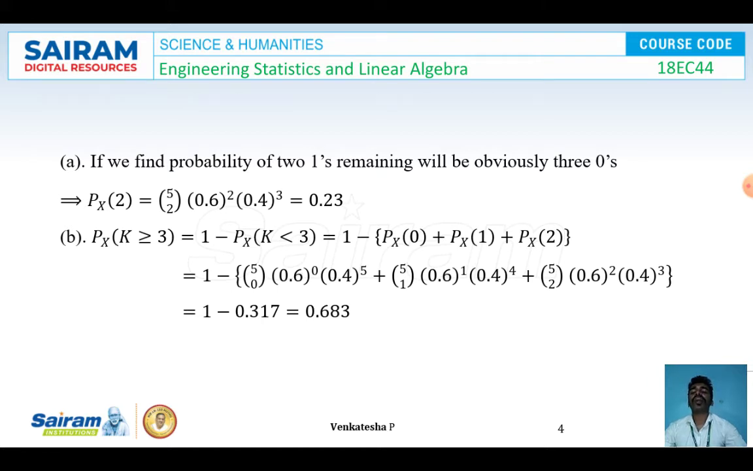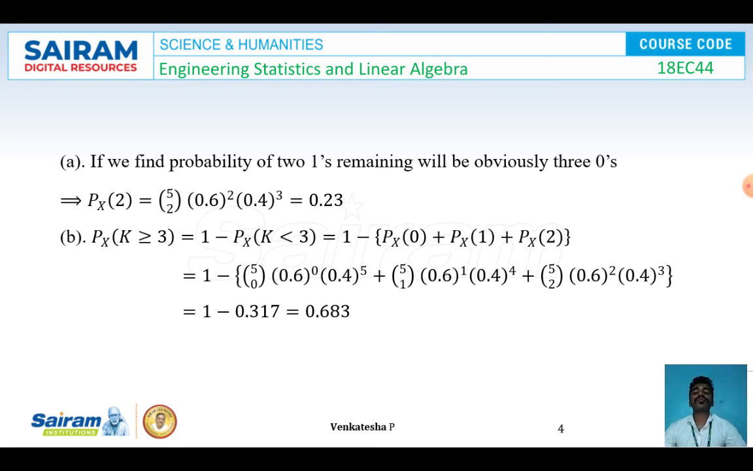Second one, to find at least 3 ones in a 5-digit sequence. To find this, the expression will be P_X of k greater than or equal to 3. We can write this formula in the alternative form also, that is 1 minus P_X of k less than 3. P_X of k less than 3 means we have to exclude 3 and take all the values less than 3, that is P of 0, P of 1, P of 2. So it will be equal to 1 minus P_X of 0 plus P_X of 1 plus P_X of 2.